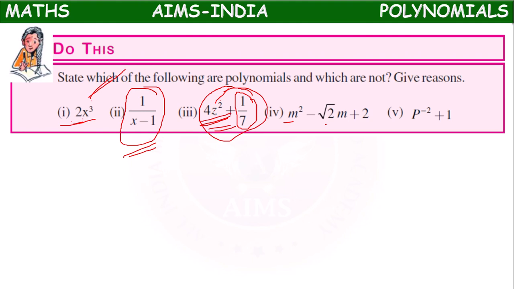So m square, root 2m. This root 2 does not belong to m. This root 2 is separate. So it is also a polynomial. P power minus 2 is not a polynomial because of the negative exponent. So the first one is a polynomial, the second one is not, the third one is a polynomial, the fourth one is a polynomial, the fifth one is not a polynomial.